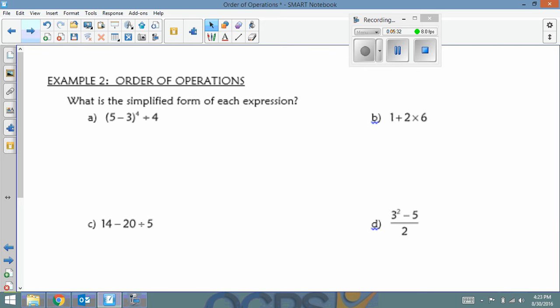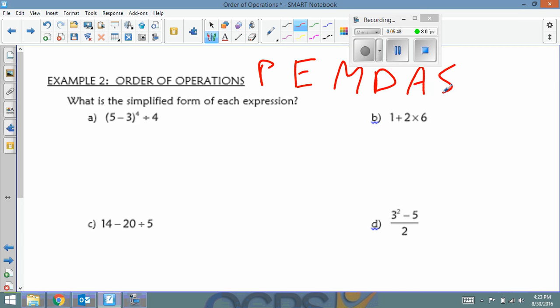So this time we're actually going to evaluate expressions using order of operations. Okay? So order of operations, if you remember, the order that we go in is PEMDAS. PEMDAS. Okay? So parentheses are first. So in this, we have a set of parentheses here. So we have to do that first. So 5 minus 3 is 2. And 2 to the 4th divided by 4.